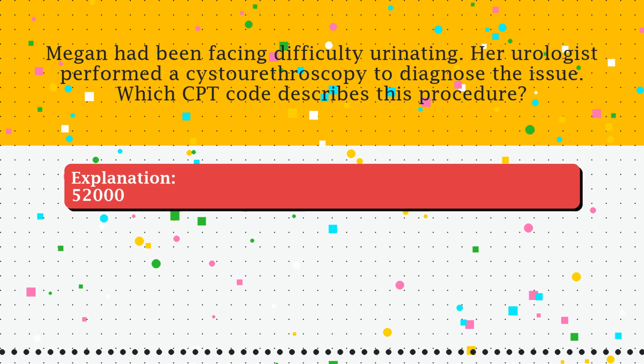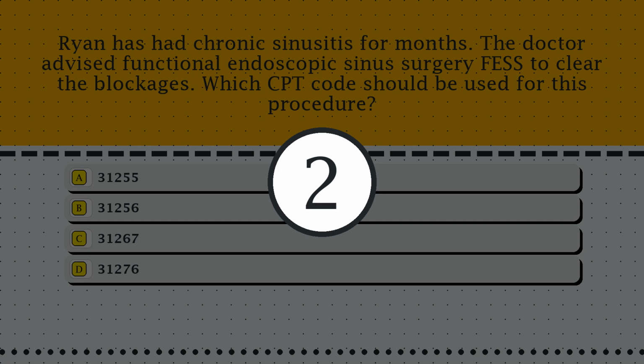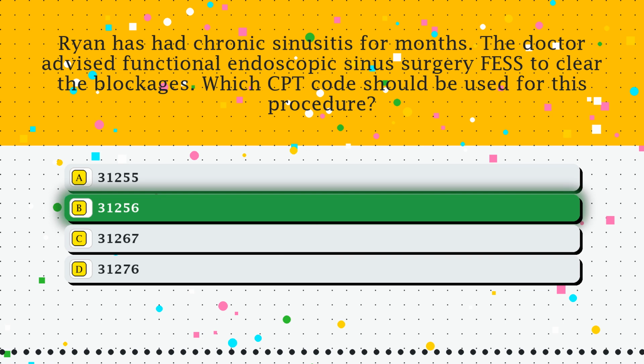Question 210. Ryan has had chronic sinusitis for months. The doctor advised functional endoscopic sinus surgery, FESS, to clear the blockages. Which CPT code should be used for this procedure? Option A, 31,255. Option B, 31,256. Option C, 31,267. Option D, 31,276. The correct answer is option B, 31,256.